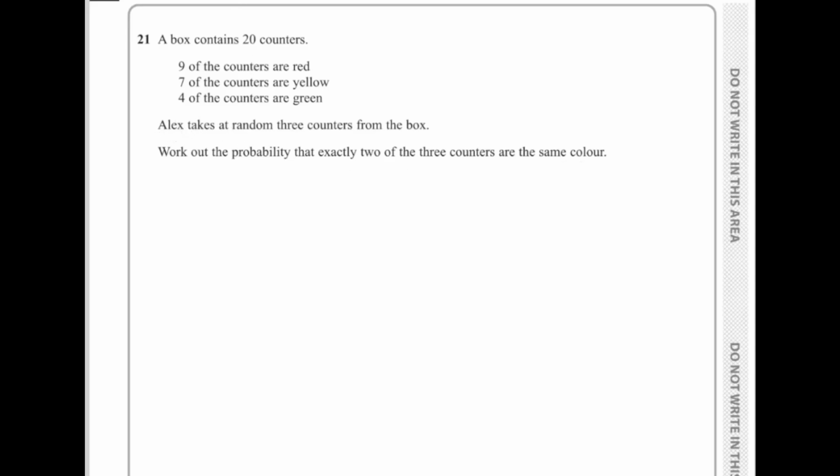This is under probability. So let's write the specific probability of these. We have 20 counters. 9 of the counters are red, 7 are yellow, 4 are green. So let's write the probability of each color. Probability of red becomes 9 over 20, probability of yellow becomes 7 over 20, probability of green becomes 4 over 20.